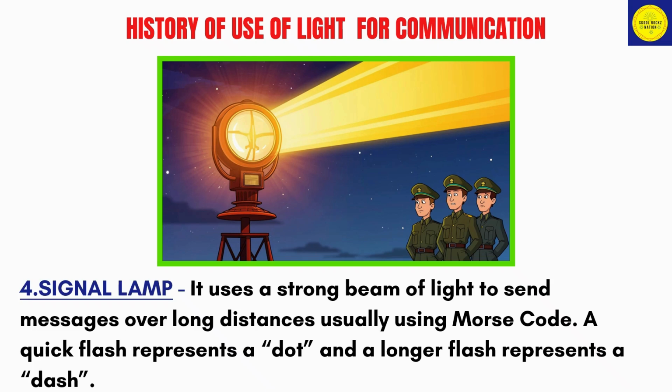4. Signal lamp. It uses a strong beam of light to send messages over long distances, usually using Morse code. A quick flash represents a dot, and a longer flash represents a dash.